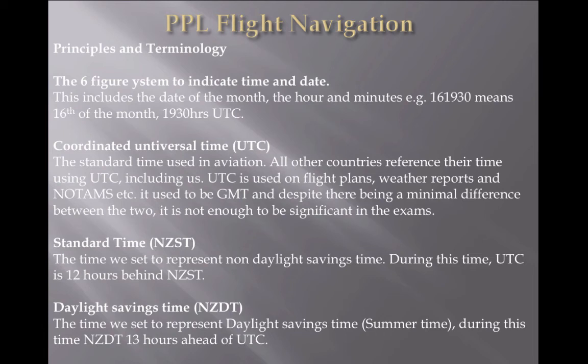Now, a few things that we have to do is be able to derive UTC time from New Zealand Standard Time that we're in now, or New Zealand Daylight Savings Time, which we've just come out of. And we need to be able to jump to and fro, because everything that is involved in aviation will work to UTC time, as again we discussed in lesson 1 part 1. So UTC is the standard time used in aviation. All other countries reference their time using UTC, including us. UTC is used on flight plans, weather reports, NOTAMs, TAFs, METARs, and it used to be GMT.